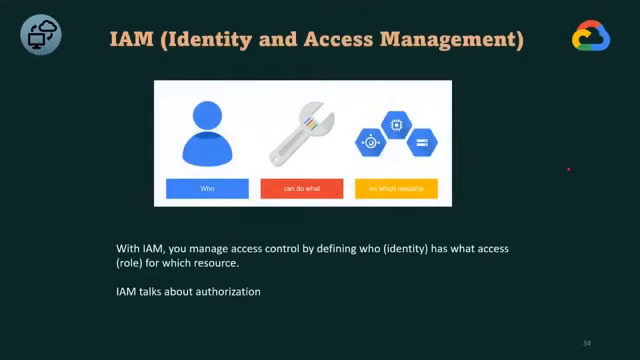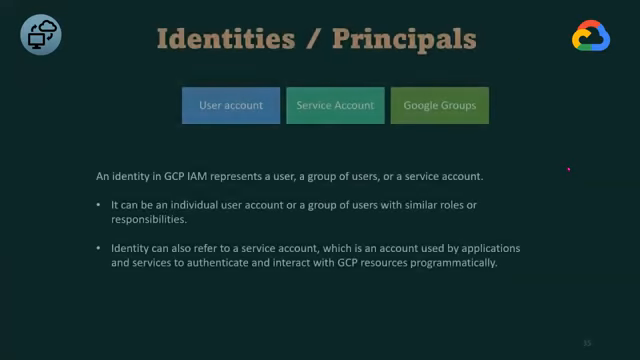So if you look at this diagram, it's going to say three things. One is who can do what on which resources. That means who, a person or a group of persons or a user account or a group of user accounts, can do what on which resource. So with IAM, you can manage access control by defining who has what access for which resource. IAM talks about authorization. So let us try to see how it works.